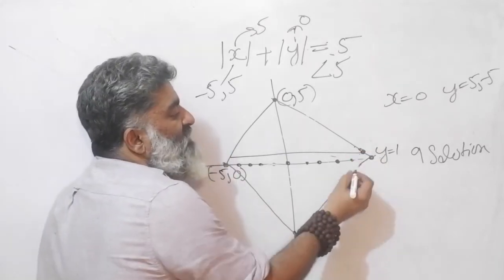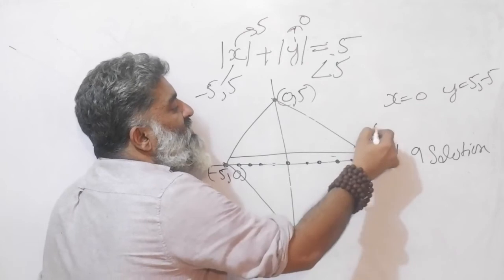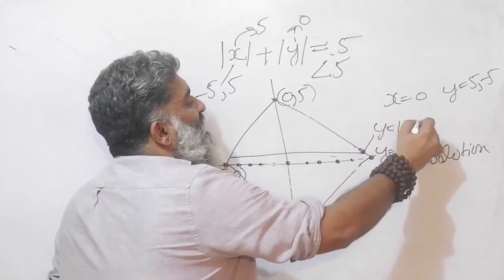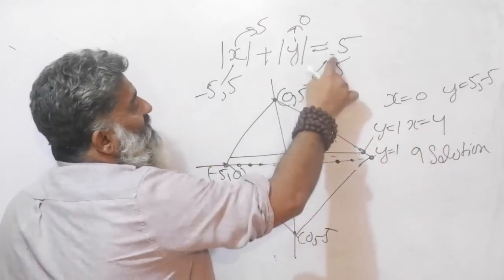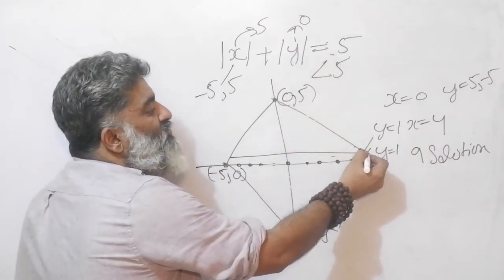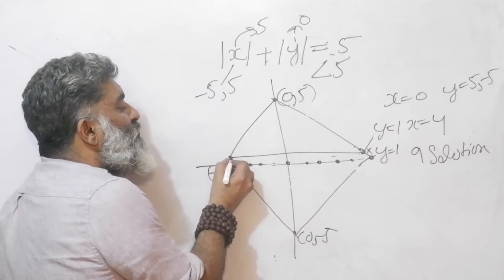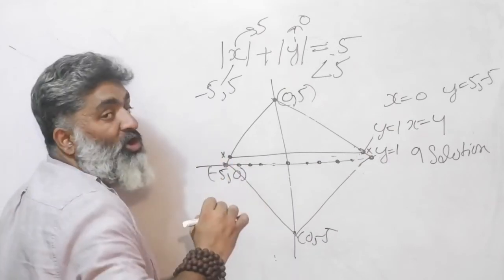Let me go step by step again. What is this point? This point is y is equal to 1 and x is equal to 4. But at this point, the total will become 5. So is this point okay? No, this point is not okay. Similarly, would this point be okay? No, this point will not be okay.